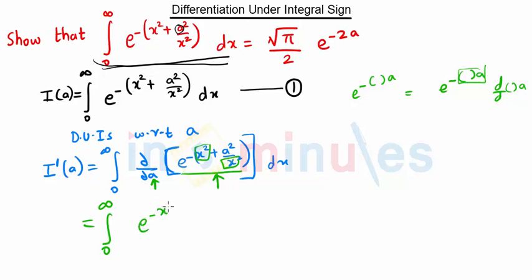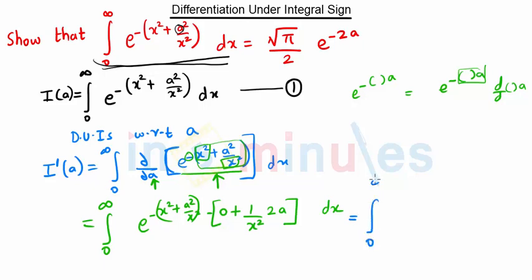So e raised to minus x square plus a square upon x square will remain as it is, and derivative of this bracket, so x square is constant because we are derivating with respect to a, so x square will be constant, so derivative will be 0, plus 1 upon x square is also constant, and derivative of a square will be 2a into dx. Okay, and this minus sign, so we will have integration 0 to infinity, this minus sign I am taking here, e raised to minus x square plus a square upon x square into 2a upon x square dx.